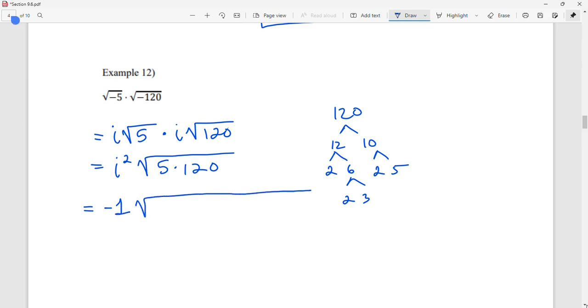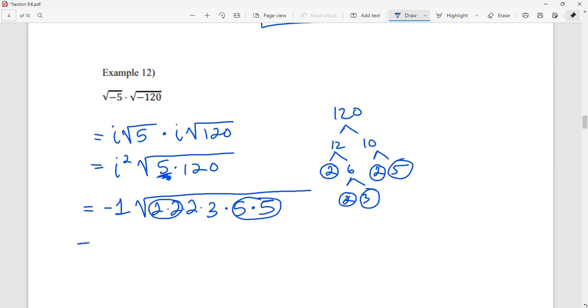Let's write down all of our primes. We have a 2, a 2, and another 2. So we have 3 2's, 1 3, and 1 5. That's 120. But we also have that additional 5 from the previous line, so we'll put that 5 for that number. We're looking for groups of 2, so we have a pair here and a pair here. So that gives me a negative 1 times a 2 times a 5 in the front with the square root of, we have a 2 and a 3 left inside. So our final answer is negative 10 root 6.